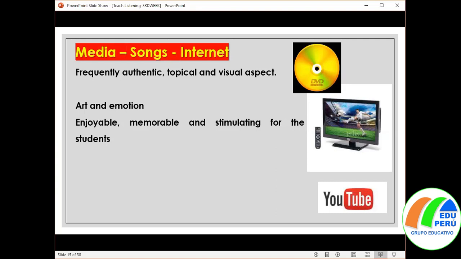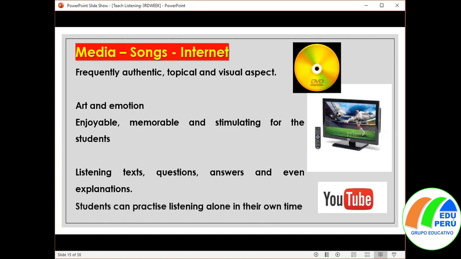And on the internet, you can have a lot of activities, a lot of listening tests, questions, answers, and explanations. The students can practice listening in their own time. If they use the internet, they can do it when they want, when they have time, according to their own speed, all right? So notice all the characteristics of these sources.